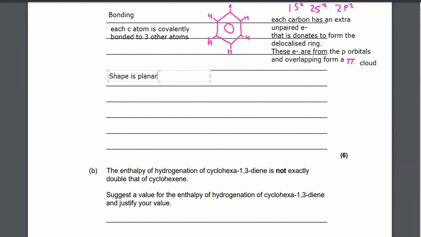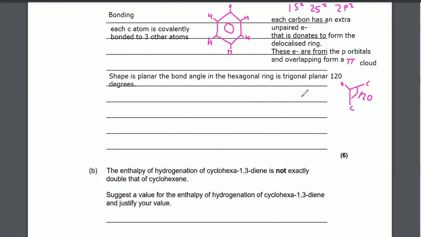Now, for the next 2 marks out of the 6, what you're going to need to do is talk about the shape, because that's what it basically alluded to in the stem of the question. So the shape of a benzene molecule is planar, which means the hexagonal ring is all in one plane. So think of a piece of paper just held sideways while you're looking at it. And the carbons all in the ring have a trigonal planar shape and a bond angle of 120 degrees.